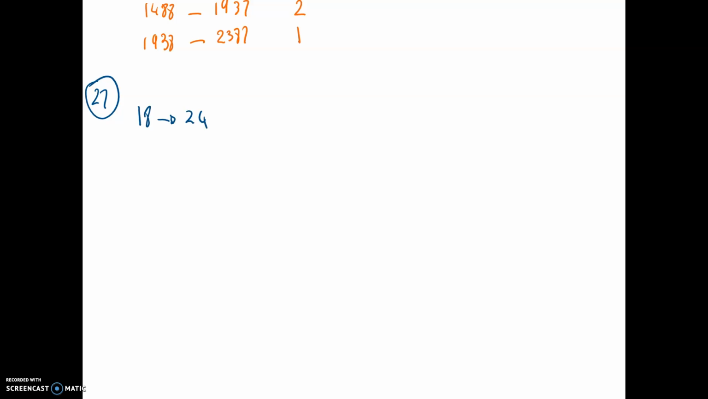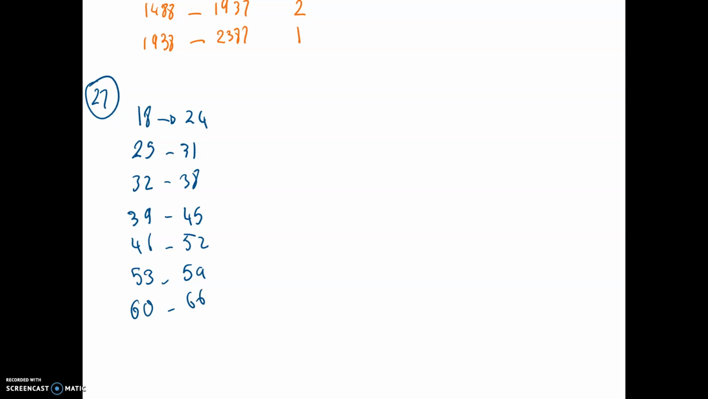So what does that mean? That means that I have 18, 19, 20, 21, 22, 23, 24. There is a width of 6. So obviously in this problem number 27, the second class will be 25 to 31. Then I will do 32 to 38. Then 39 to 45. Then 46 to 52. Then 53 to 59. And finally, I will look at 60 to 66.